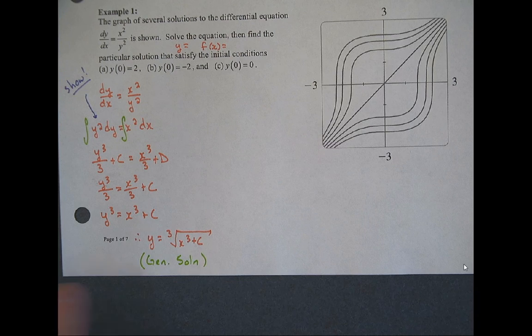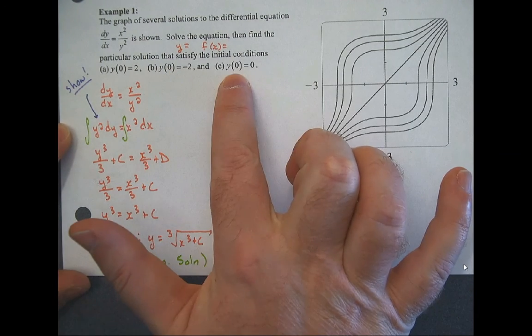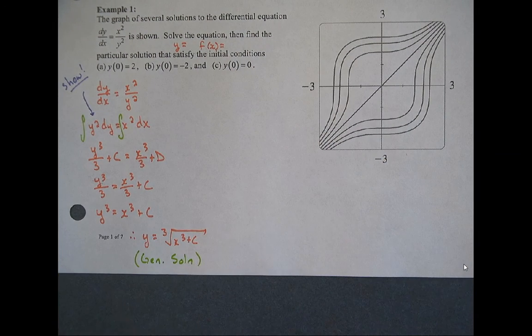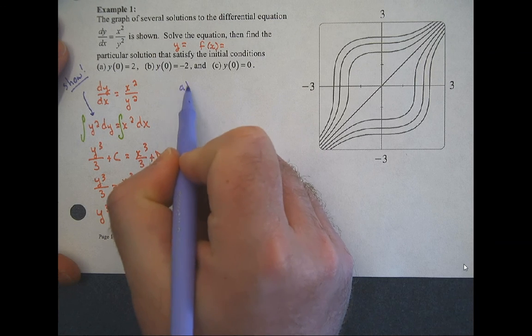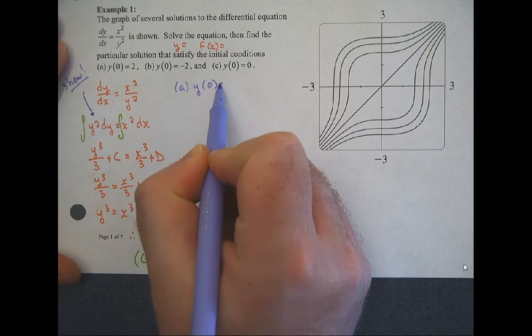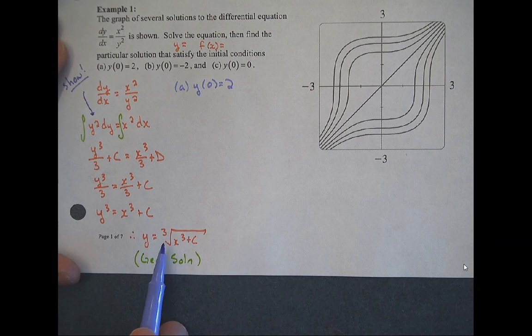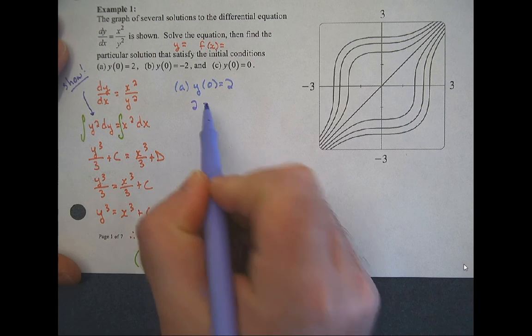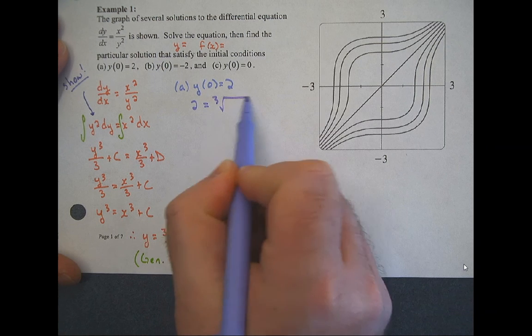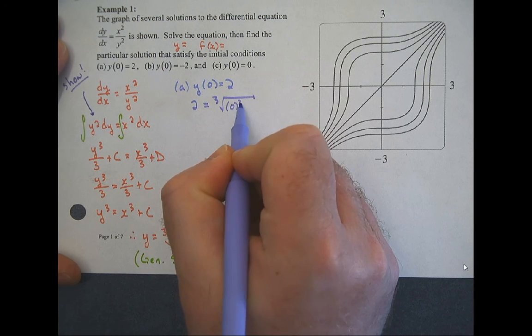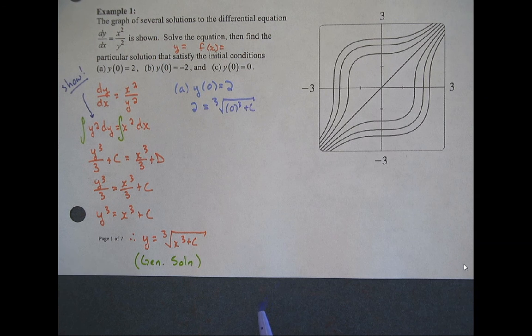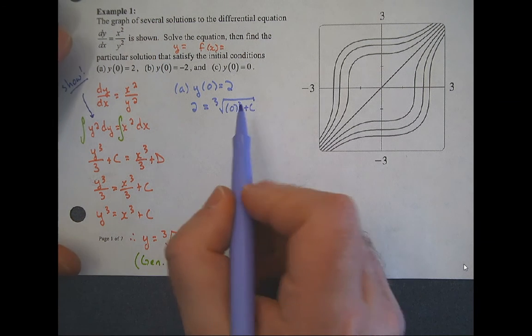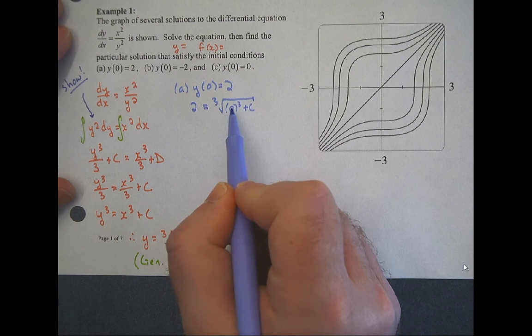Okay, now that we've got the general solution, depending on the particular solution, we could then go get the actual answer with that initial condition. So let's take a look at part A. This is when y of 0 equals 2. So if this is my general solution, I can go ahead and start to plug and chug some things. So y equals 2, x equals 0, plus c. Our goal is to figure out what c is, so I'm going to do a lot of this in my head. What's 0 cubed? 0. 0 plus c is c.